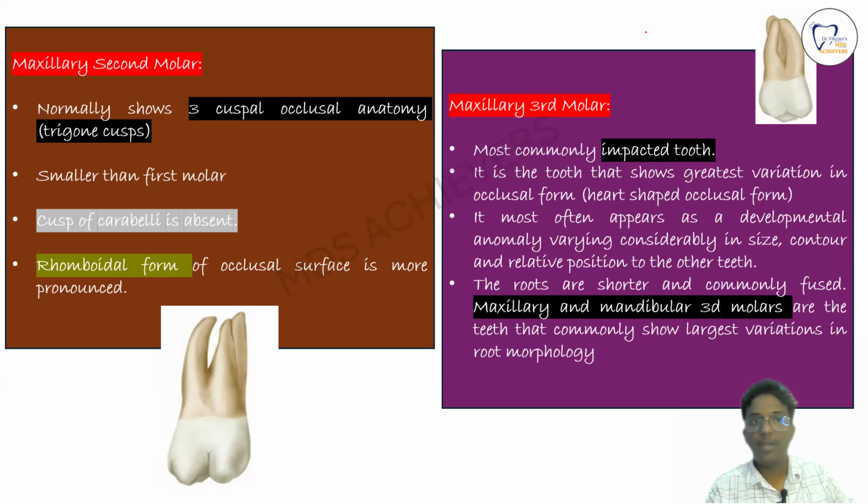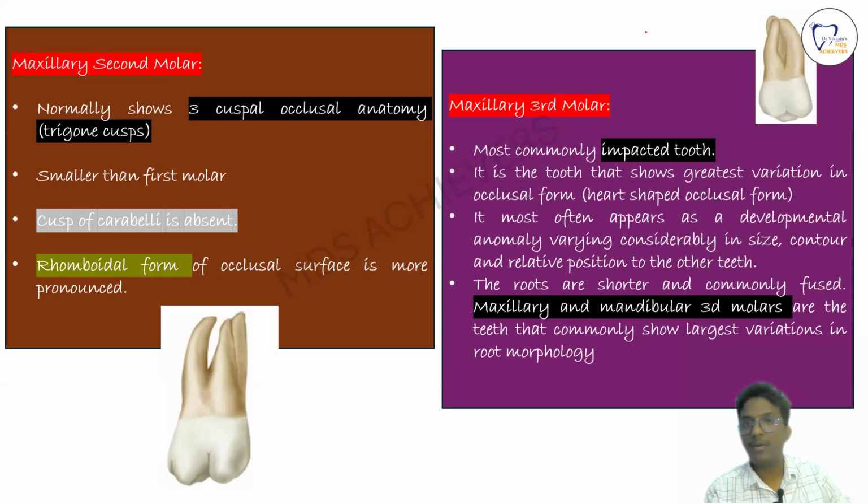Maxillary second molar normally shows a three-cuspal occlusal anatomy. The trigon cusp is smaller than the first molar, and the cusp of Carabelli is absent in this maxillary second molar, and the rhomboidal form of the occlusal surface is more pronounced.